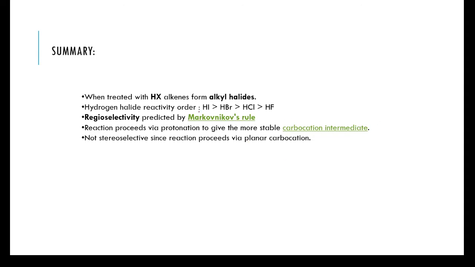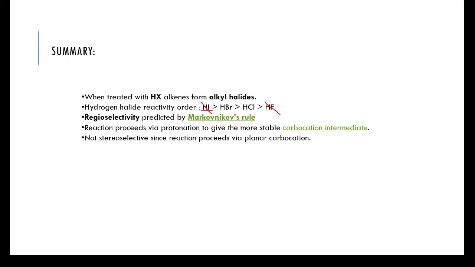Reactivity order. HI, very fast to react, usually not used in a lab. HF, really slow because fluorine is so electronegative, pulling that hydrogen, it really doesn't want to let it go. Makes it a little bit tougher. So again, to do these, we usually do HBr and HCl. We are regioselective, which means that my halogen is going to attach to a specific carbon. The hydrogen is going to attach to a specific carbon due to Markovnikov's rule.